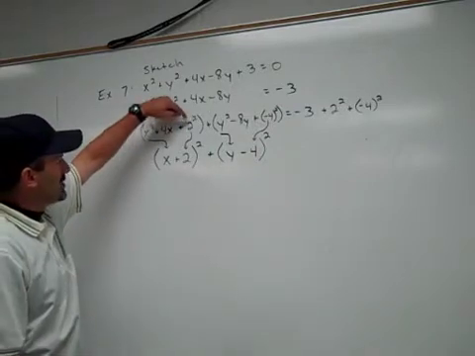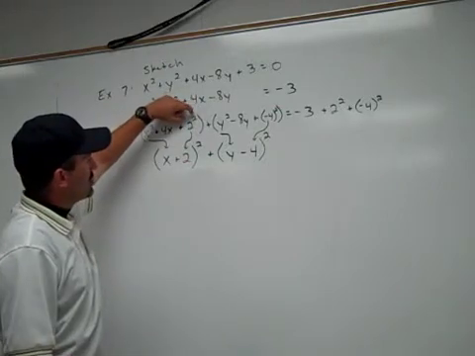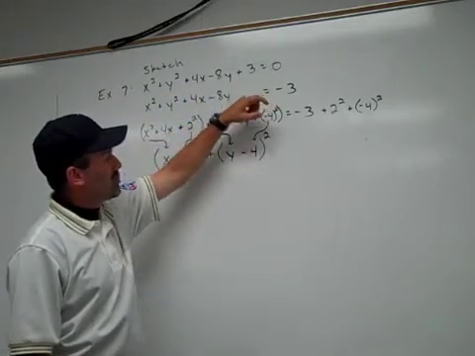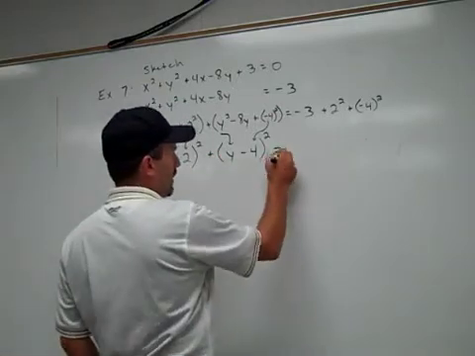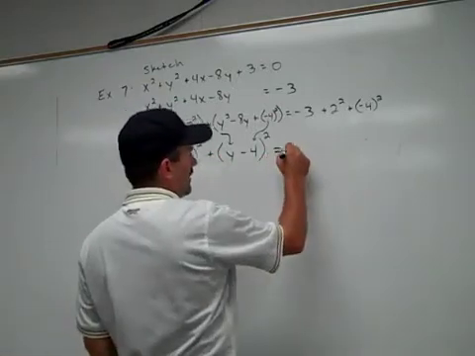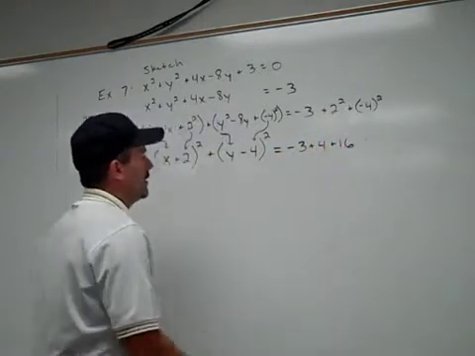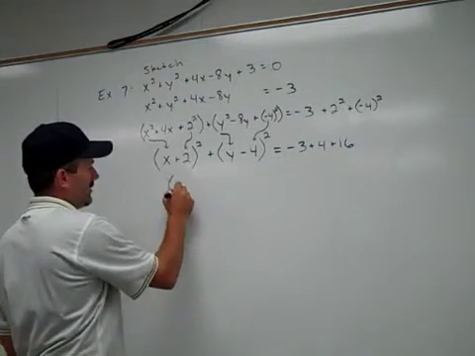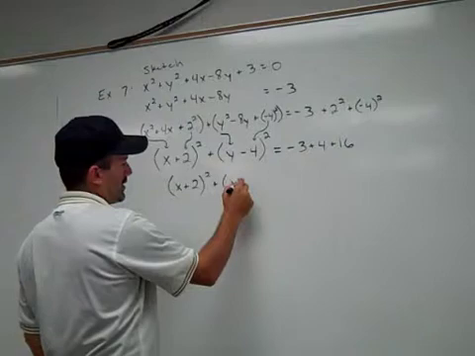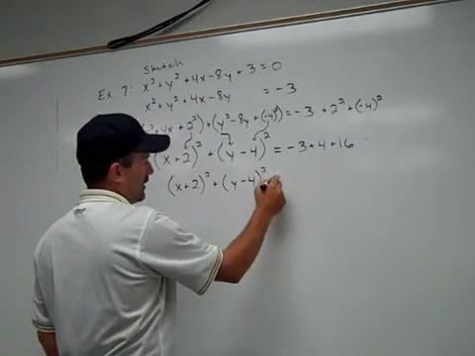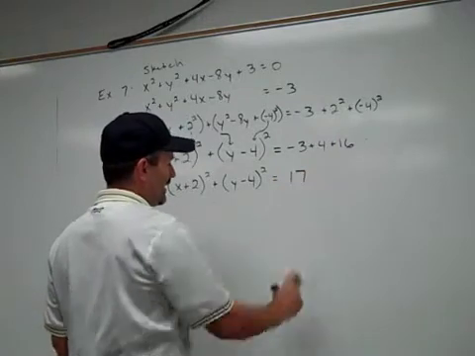That's why I leave it as 2 squared, even though we know 2 squared is 4, and just leave this as negative 4 squared, because these are the values we really care about down here. On the right-hand side, we have negative 3 plus 4 plus 16. So to finish this off, we have x plus 2 squared plus y minus 4 squared equals negative 3 plus 4 is 1 plus 16 is 17.